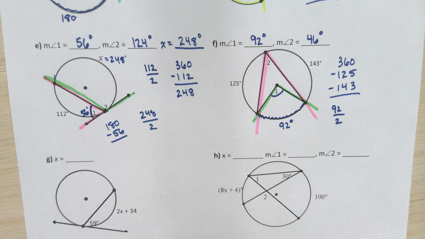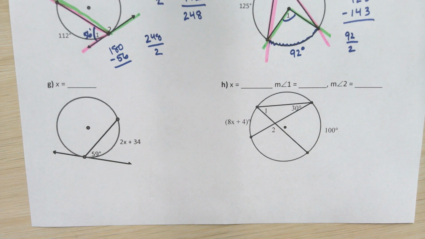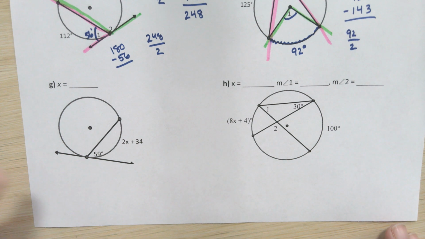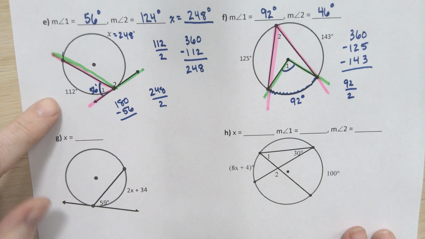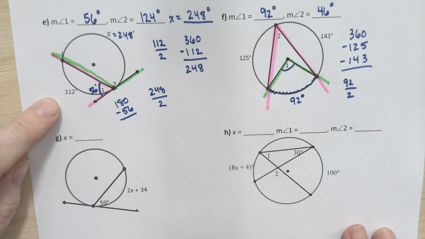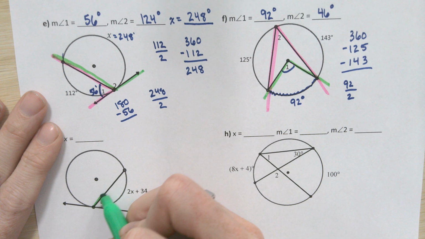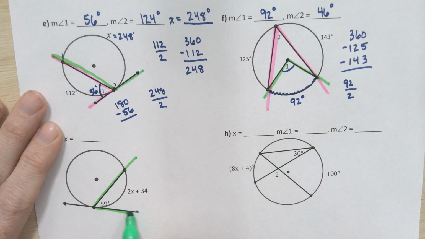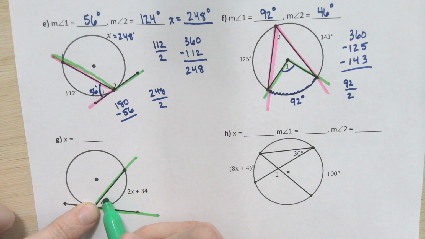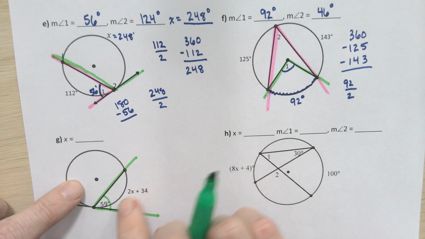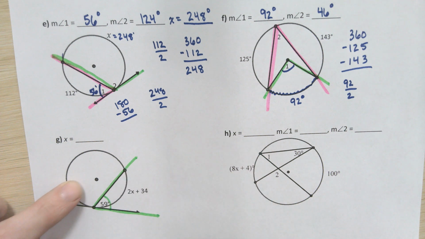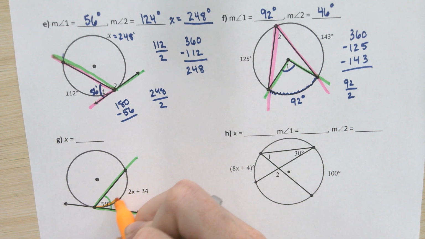Okay, last two here. Letter G is really similar to the one right above it, letter E, except there's some algebra in the mix. Don't let that throw you off. We have this 59-degree angle right here with a vertex on the circle, and we have this arc that's intercepted by that angle, inside that angle.